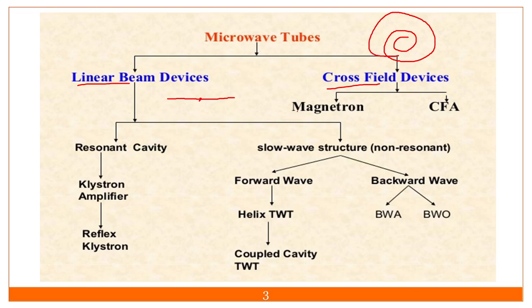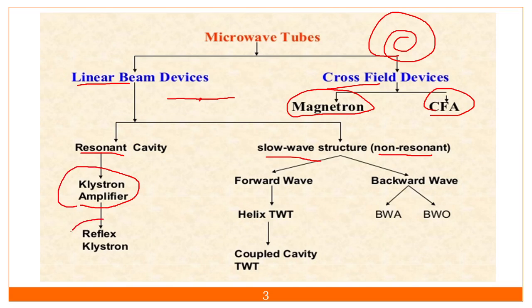There are two types of crossfield devices: the magnetron, which you use in your microwave ovens, and the crossfield amplifier. Then in the linear beam, there are two structures: the resonant cavity and the slow wave structure, which is non-resonant. In the resonant cavity, you will find two amplifiers: the klystron amplifier, and second, the reflex klystron.